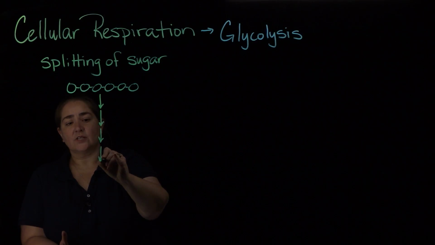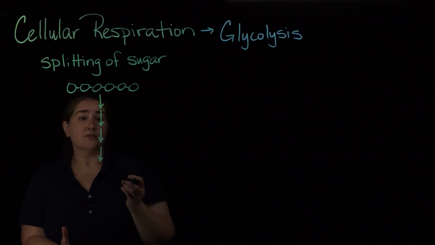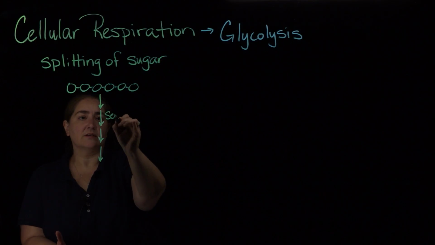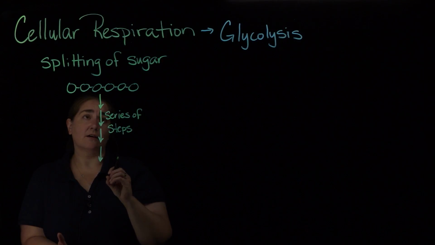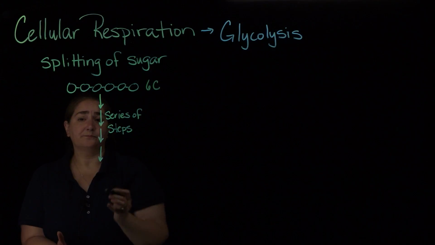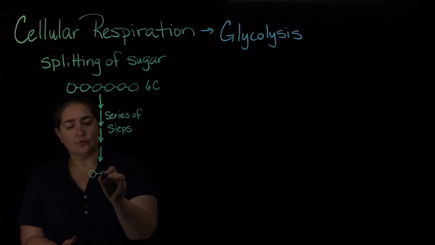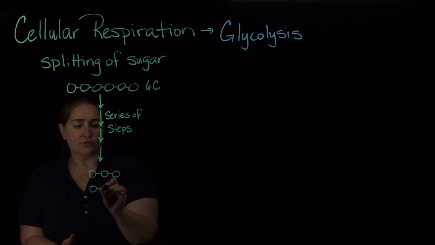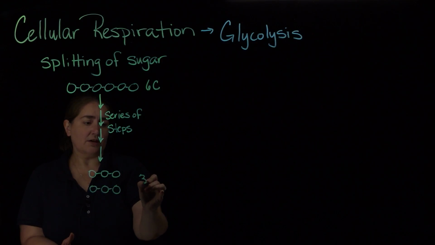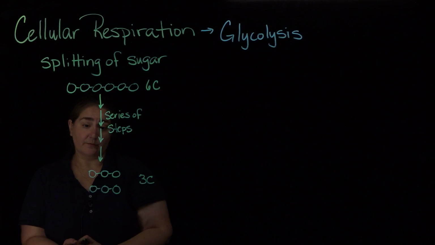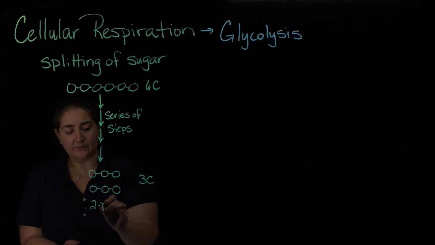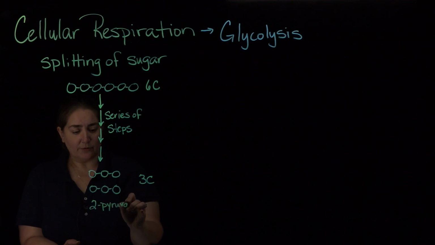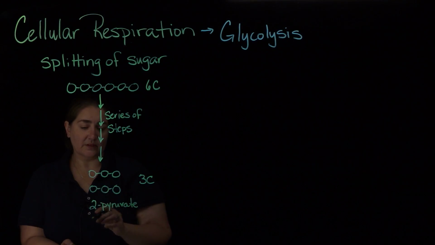glycolysis, and your textbook outlines this nicely as far as the series of steps, all right? That are going to happen in the splitting of that 6 carbon sugar into 2 3 carbon sugars. So now we've got 3 carbons, but we've got 2 of them. All right, those 3 carbons, then this is now going to be our pyruvate or our pyruvic acid, okay?